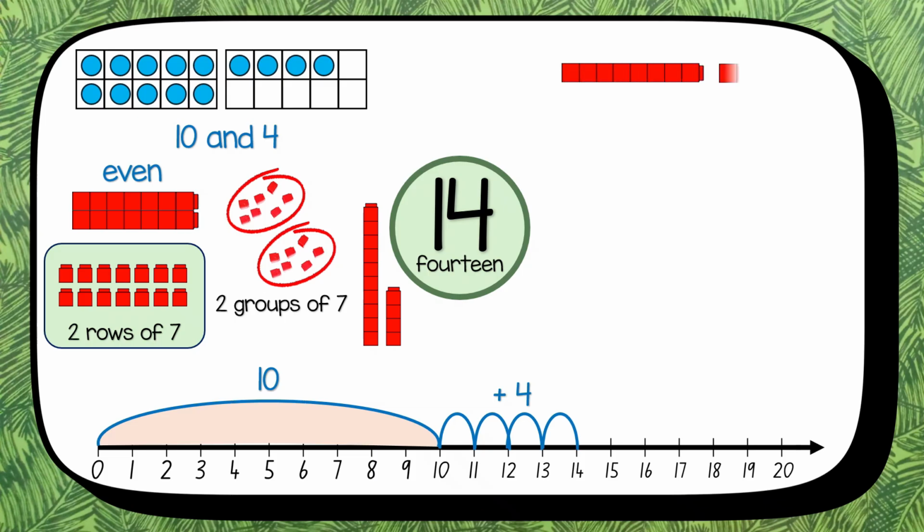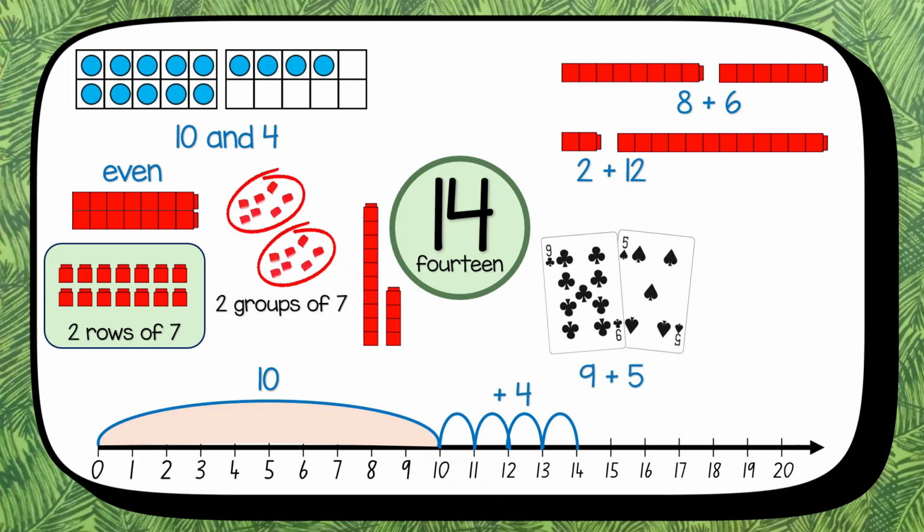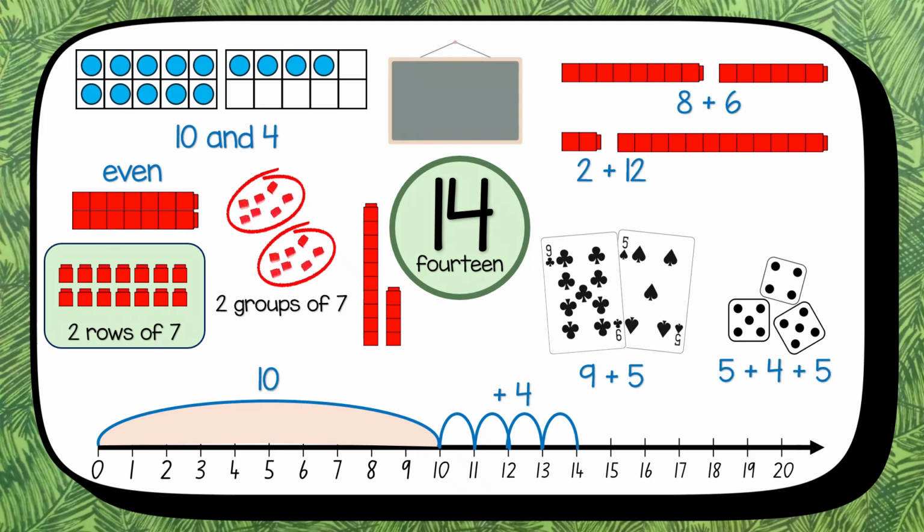And of course, 14 is made up of smaller parts that add to make 14. These playing cards are showing that 9 and 5 make 14. And these 3 dice show 14 as 5, 4 and 5. And don't forget 14 tallies. 5, 5, 4.